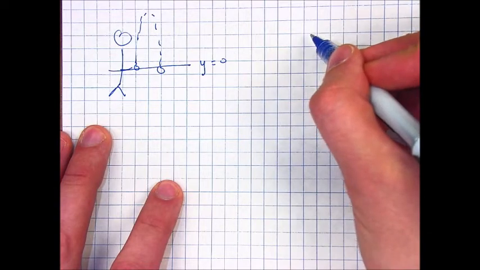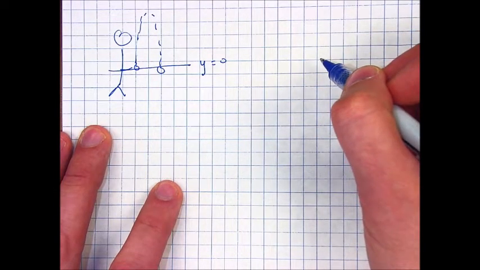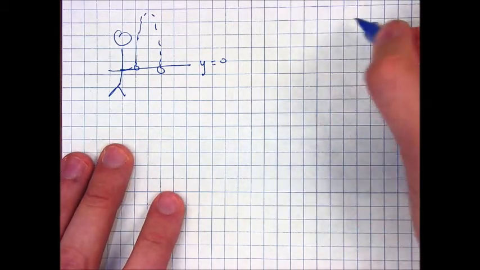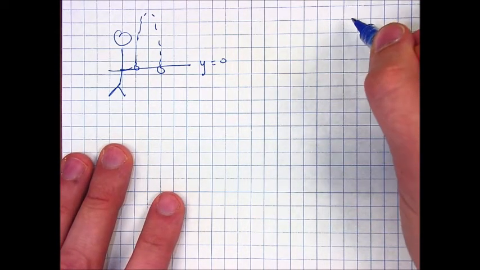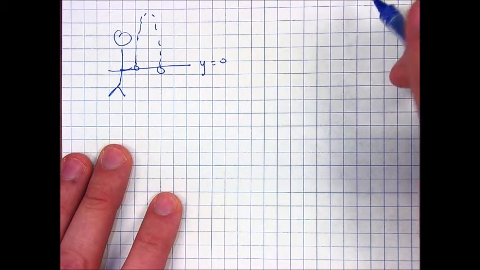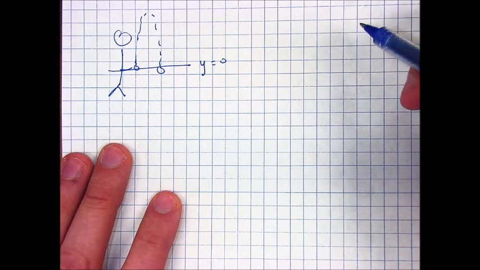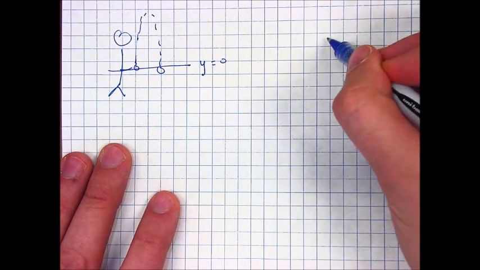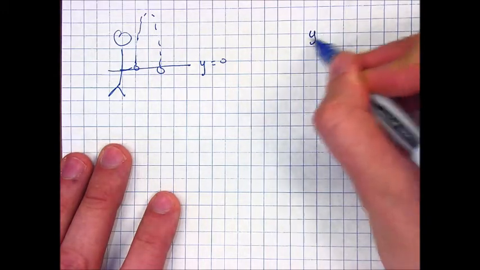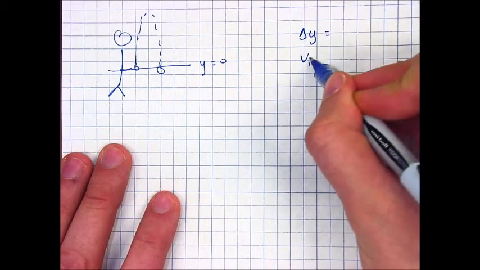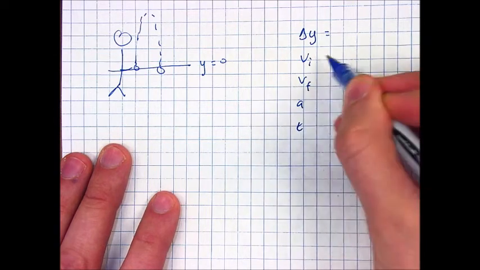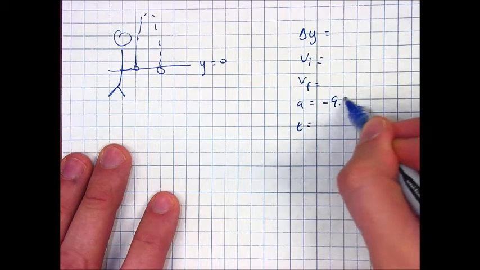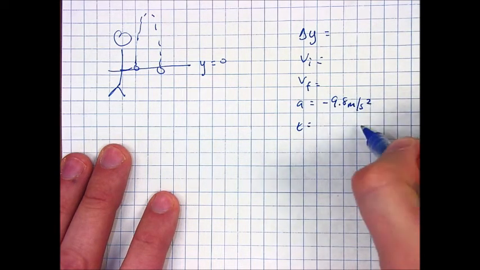The only thing that they really tell us is that the time that it takes is 3 seconds. So what we're going to do is set up our givens chart. However, this time we do not need to include the x direction because we know we're throwing it straight up and it's coming straight down. So there's no change in x or anything like that. When you draw this, you're just going to say delta y, v initial, v final, acceleration, and time. We always know that acceleration is negative 9.8 meters per second squared.